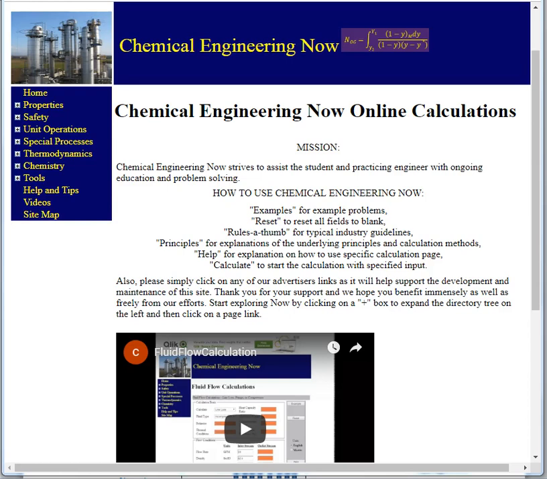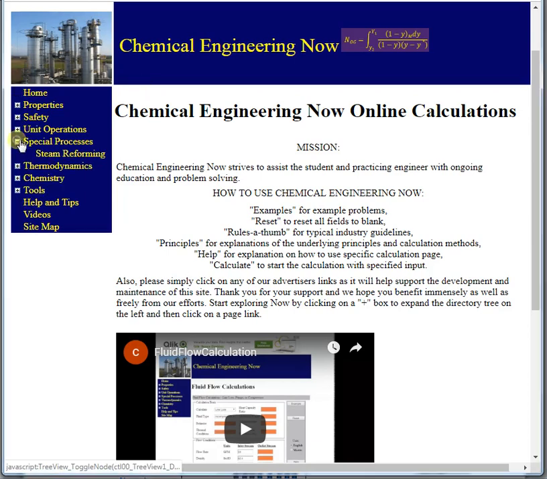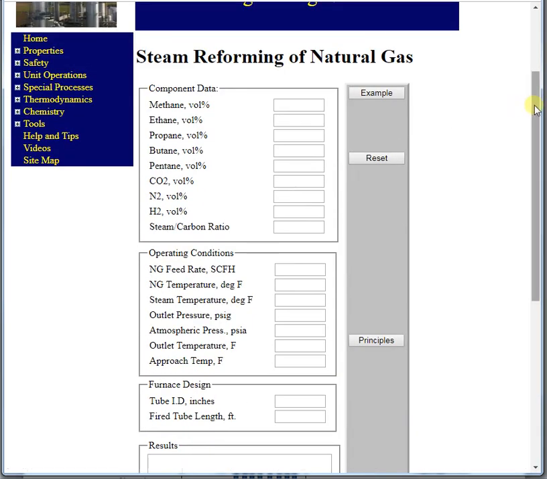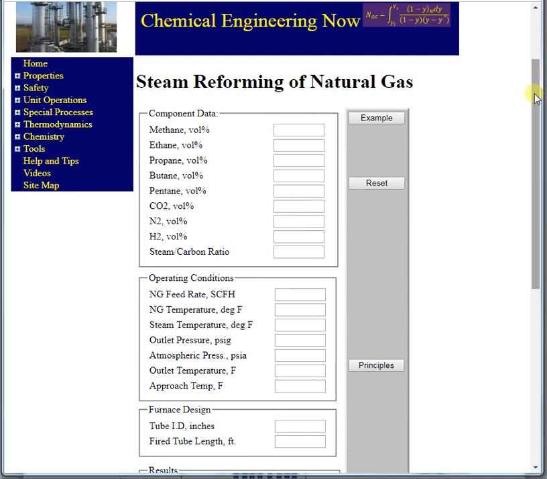Going to look at a calculator classified under Special Processes at ChemicalEngineeringNow.com, which is called steam reforming. Steam reforming, or natural gas reforming, or what may sometimes be called hydrogen reforming, is an important process to make hydrogen gas from a carbon-rich feed gas. The hydrogen-rich gas produced can be used as a reducing agent in many processes widely used in the petrochemical industry, among many others.